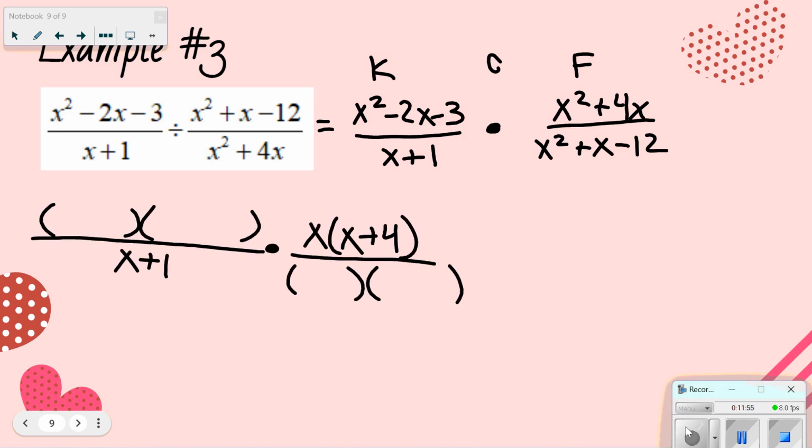How did you guys factor these? So what about our first fraction, that numerator? What are those factors there? What did you guys find for that first fraction's numerator? Great job. X minus 3 and x plus 1. And then our denominator is going to stay x plus 1. That second fraction is going to factor into x times x plus 4. What about the denominator? What would that denominator factor into?